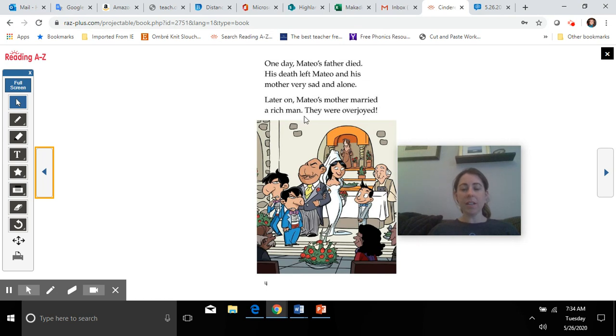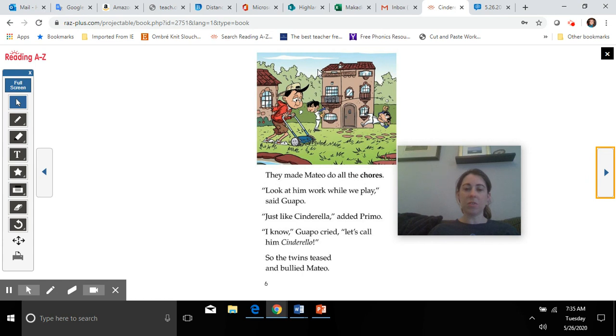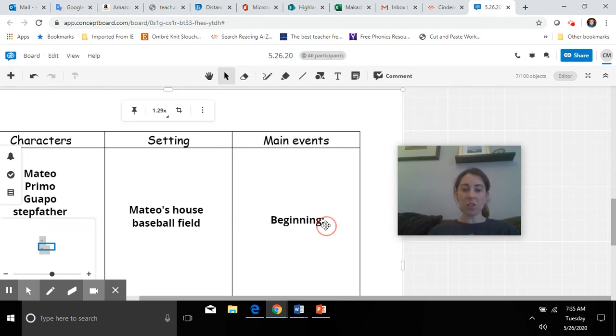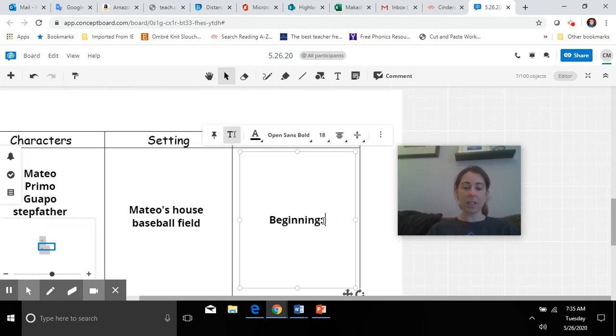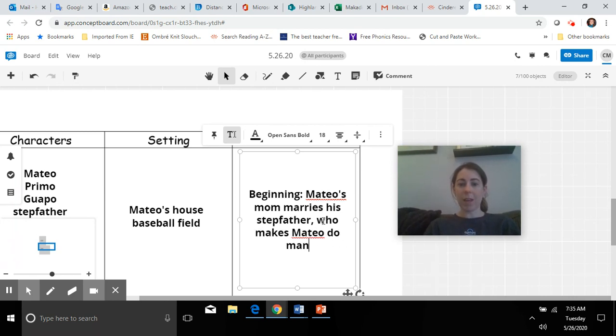Okay, here is a main event at the beginning. So Mateo's mom marries a rich man who makes Mateo do lots of what? That's right, lots of chores. So in the beginning of the story, let's write Mateo's mom marries his stepfather who makes Mateo do many chores.